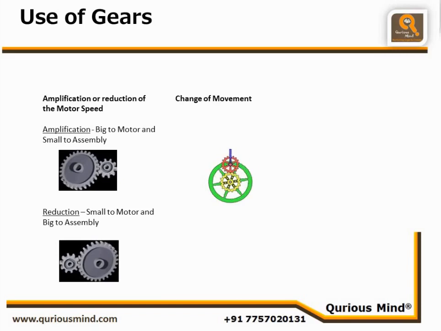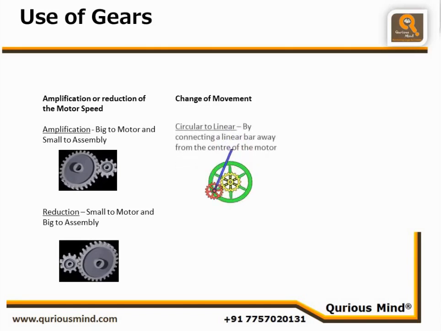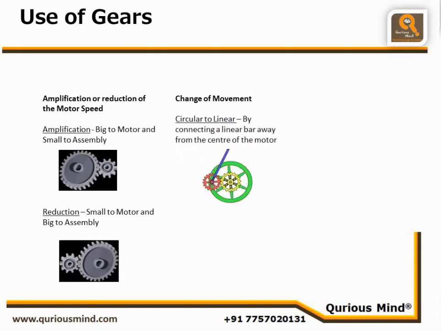A blue shaft is connected to the red gear. Watch the movement of the blue shaft. The far end of the blue shaft is moving up and down. That is in linear fashion. So the circular movement is converted into a linear motion.